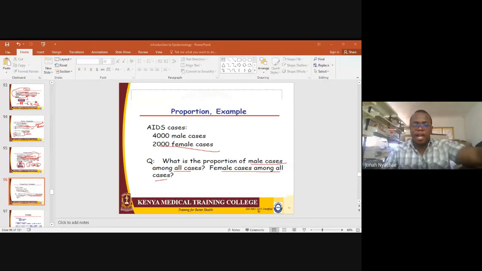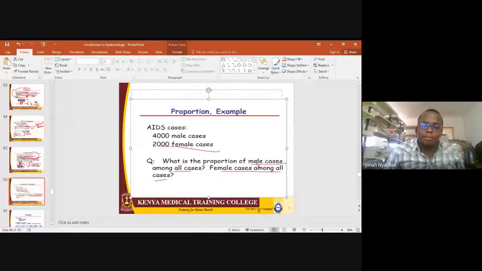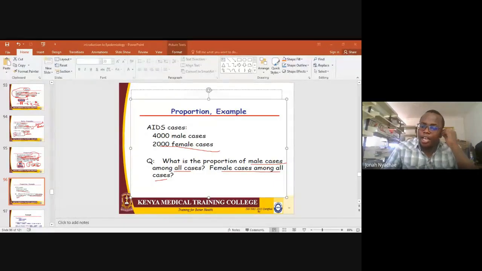Felix Mutinda, what is the proportion? Felix Mutinda, what is the proportion, the first section? What is the proportion of male cases among all cases? I cannot hear you, Felix.